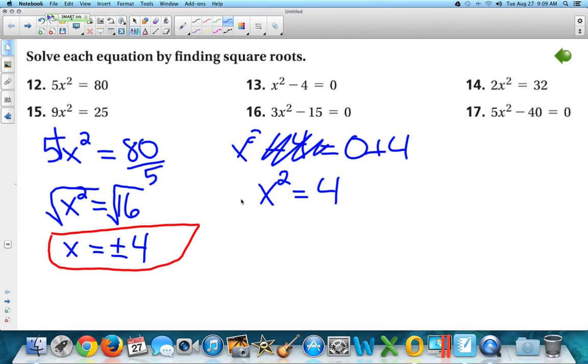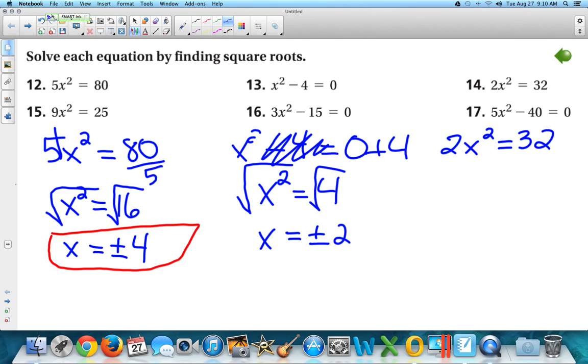Again, I take the square root of both sides. And I get x equals, again, we have to consider the plus and minus case, plus minus 2. Okay? Working the third example, I've got 2x squared equals 32.